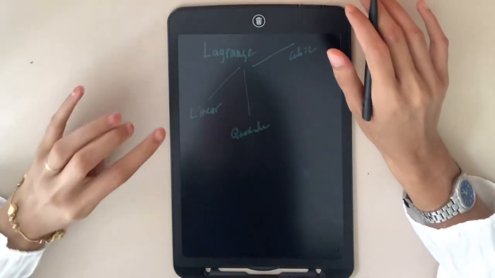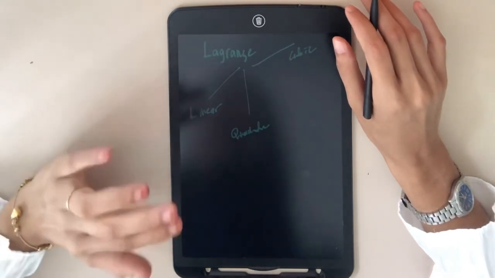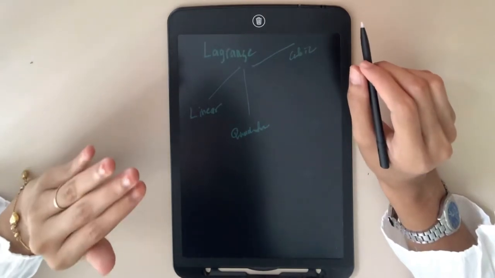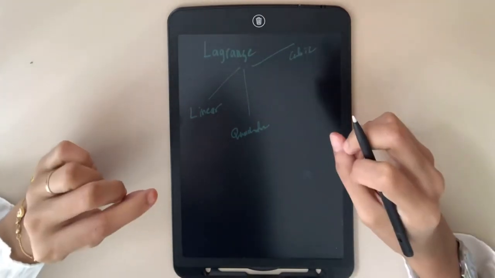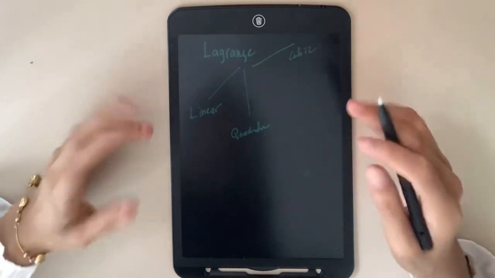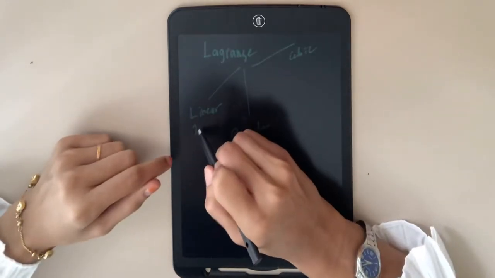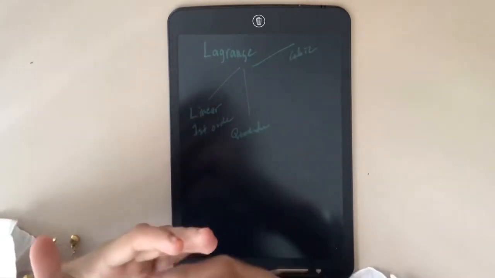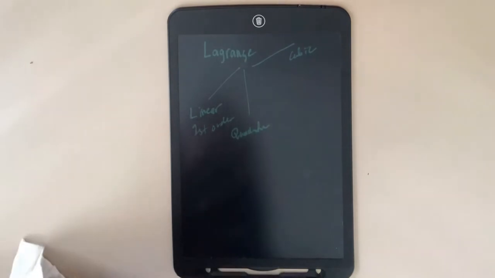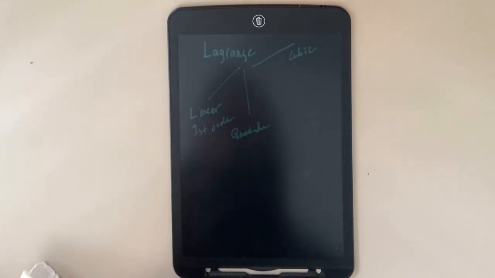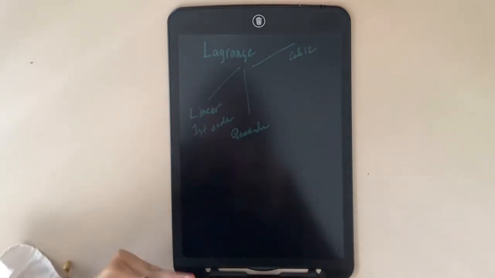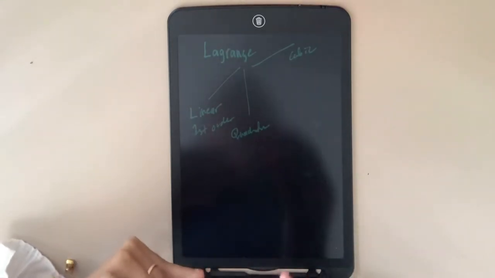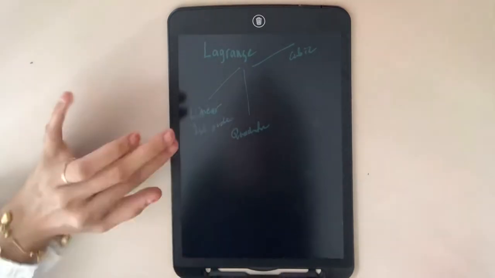For example, if the question asks you to find the linear polynomial, sometimes the term is not just linear. It can also be first order polynomial. So this is the term that the question can use. The question can mention find the linear equation, or find the first order polynomial. So actually these two are the same thing.